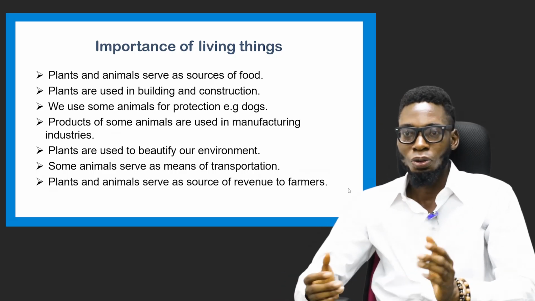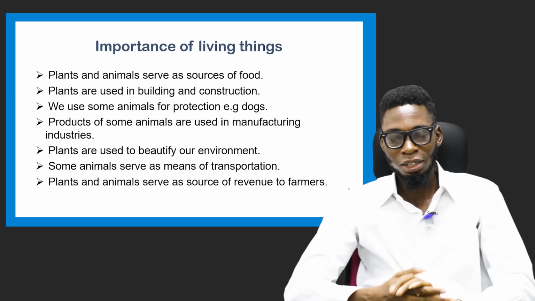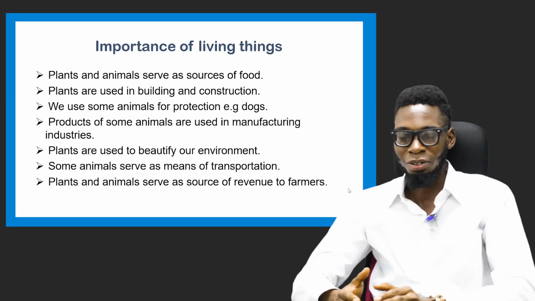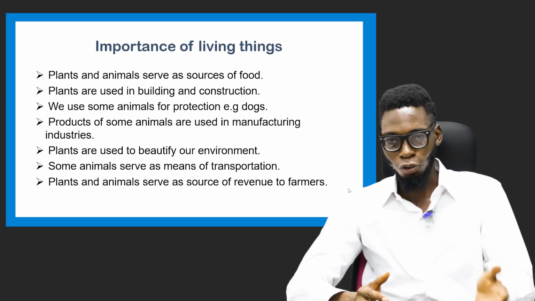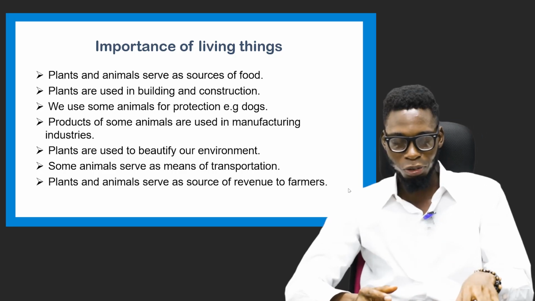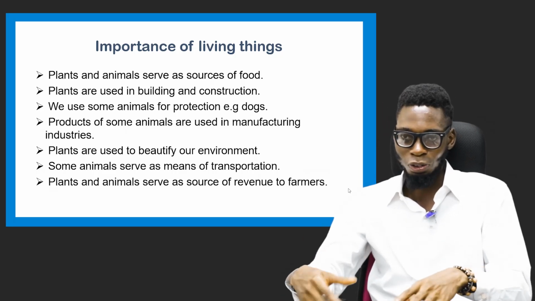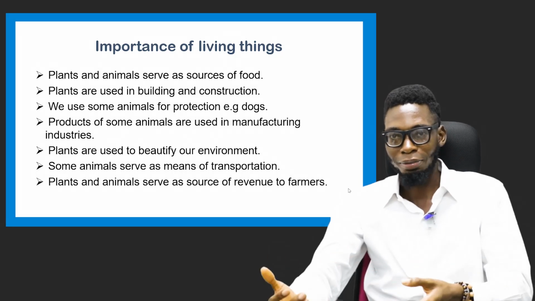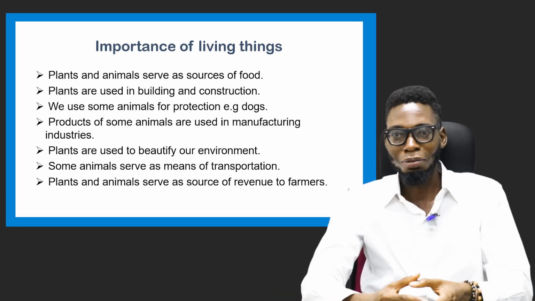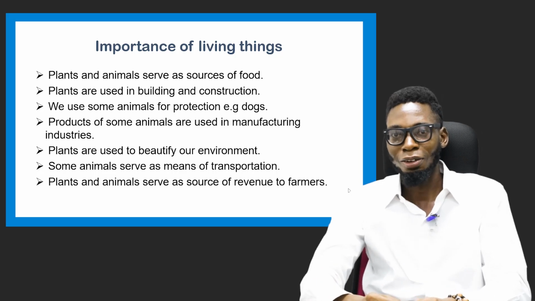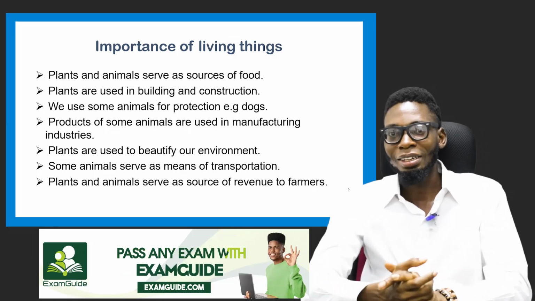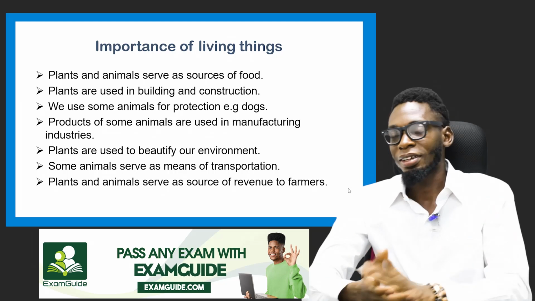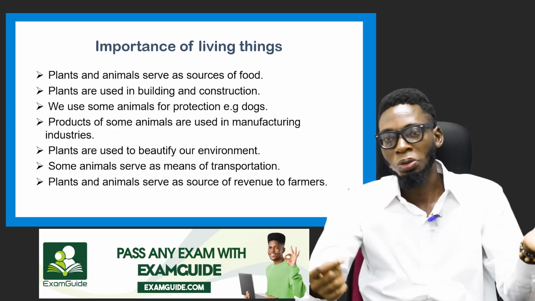And of course, we looked at the differences between plants and animals. Plants cannot move from one place to the other because they are rooted to the ground. Animals can use their limbs to move. Plants can produce their own food, animals cannot. Then we went further to talk about the importance of living things, of course. Then we ended it with plants and animals as sources of food.